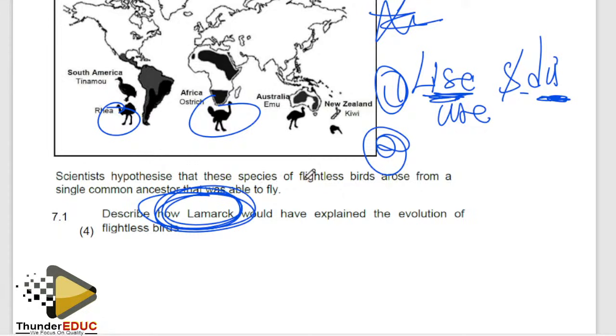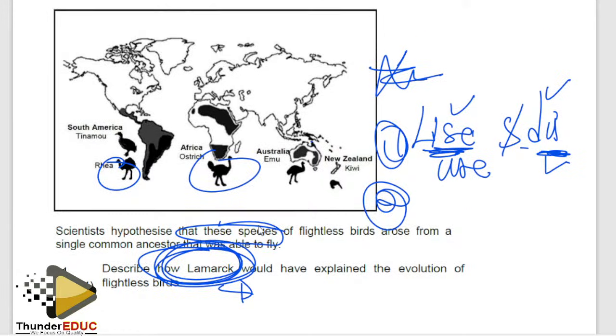So let's look at this. I hypothesize that species of flighted birds arose from a single common ancestor, which was able to fly. It means that he was able to fly, but now they are flightless. It means that they lost that ability of flying. Therefore, was it use or disuse? Definitely it's going to be disuse. So now I'm going to say that maybe at the beginning, all birds were able to fly, because remember when you are talking about Lamarck's theory, there is no variation. All of them are the same. All the birds were able to fly. So now you talk about the disuse.